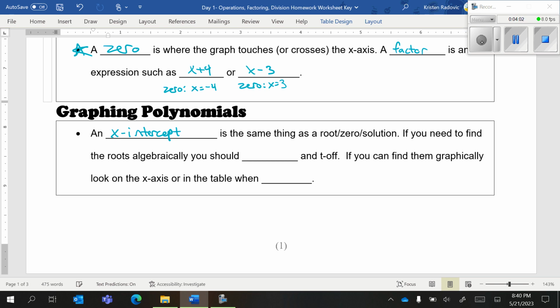If you need to find the roots algebraically, you should factor and then make your t-chart. If you can find them graphically, you're going to look at the x-axis, although that might not be that accurate on your calculator. So instead, you might look for when the table is equal to 0. So if you put an equation in your calculator and you see that 3 gives you 0, then your 0 or your x-intercept is x equals 3, and your factor is the opposite value. So your factor is x minus 3.